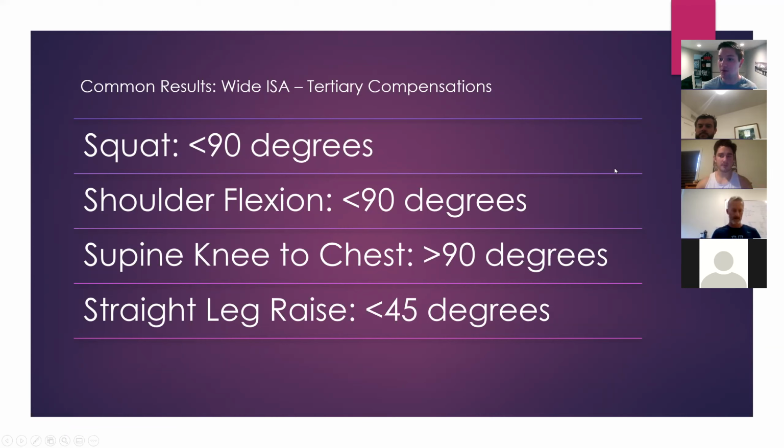Their supine knee to chest is going to be beyond 90 degrees. It's going to be way better than it was before because they've sought an inhalation strategy in order to bring in more external rotation and more of those expansion mechanics. And then their straight leg raise is going to be less than 45 degrees, because remember what happens below 45 degrees, you have to be able to do this. You've got to be able to nutate. Because they have all this compression in here, they can't do that anymore. So they're going to have a really limited straight leg raise.